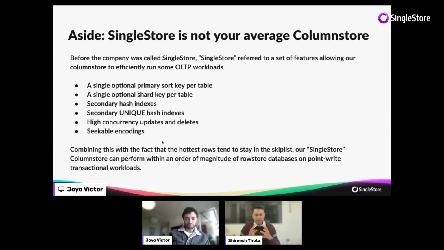I think you really nicely and succinctly put together one of the reasons why we believe we are the best translytical system, and this is the reason, right? I mean, it is honestly a breakthrough aspect here. When you think about all these key capabilities, who would have thought of seekable encodings, secondary hash indexing and unique indexing on column stores, right?